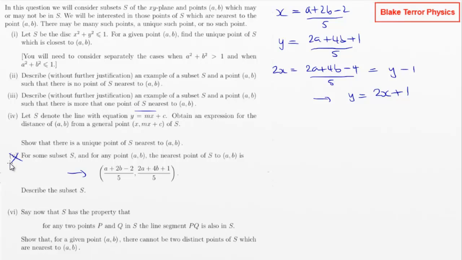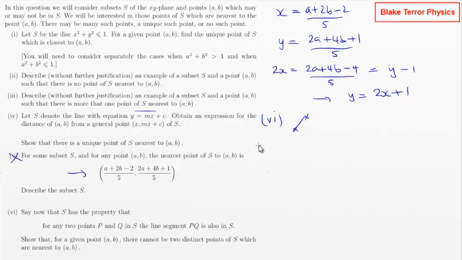Say now that S has the property that for any 2 points P and Q in S, the line segment PQ is also in S. Right, okay, so we've got 2 points P and Q in S, join them up, all those points are in S as well. Right, show that for a given point AB, there cannot be 2 distinct points of S which are nearest to AB. Right, this is just pulling together all the stuff we've just done.